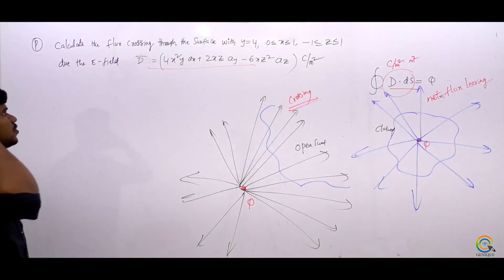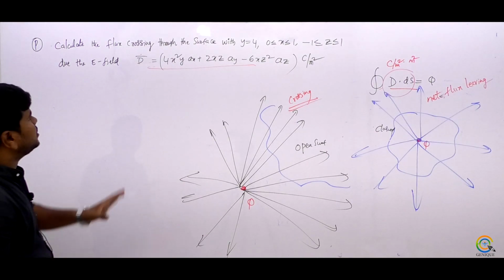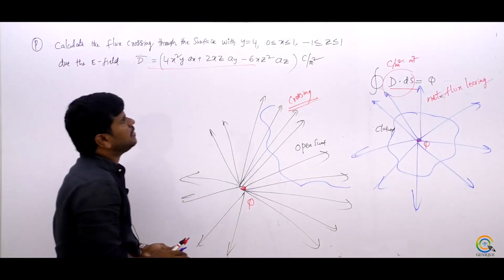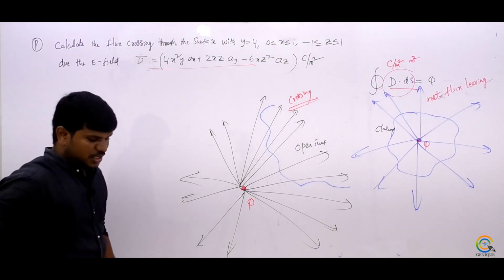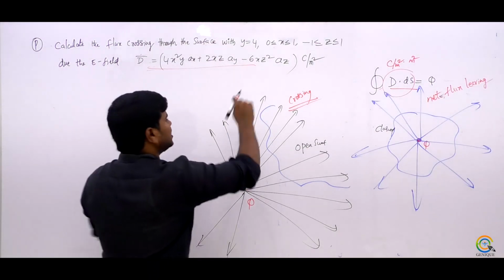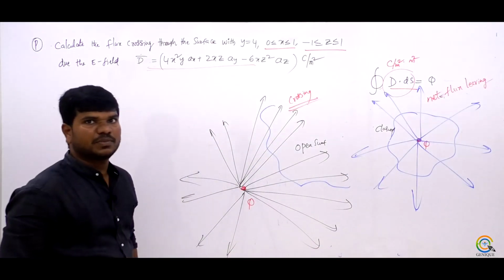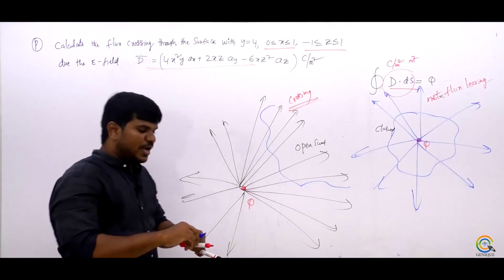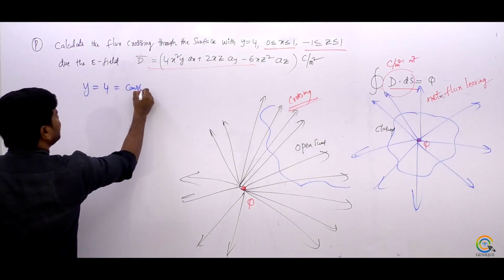Okay, so come to this question. We have to find the flux crossing the surface defined by y equals 4, 0 less than x less than 1, minus 1 less than z less than 1, due to this field. If you observe this clearly, x is in between 0 and 1 and z is bounded between minus 1 and 1. But y is only given as y equals 4. Y equals 4 is a constant surface.